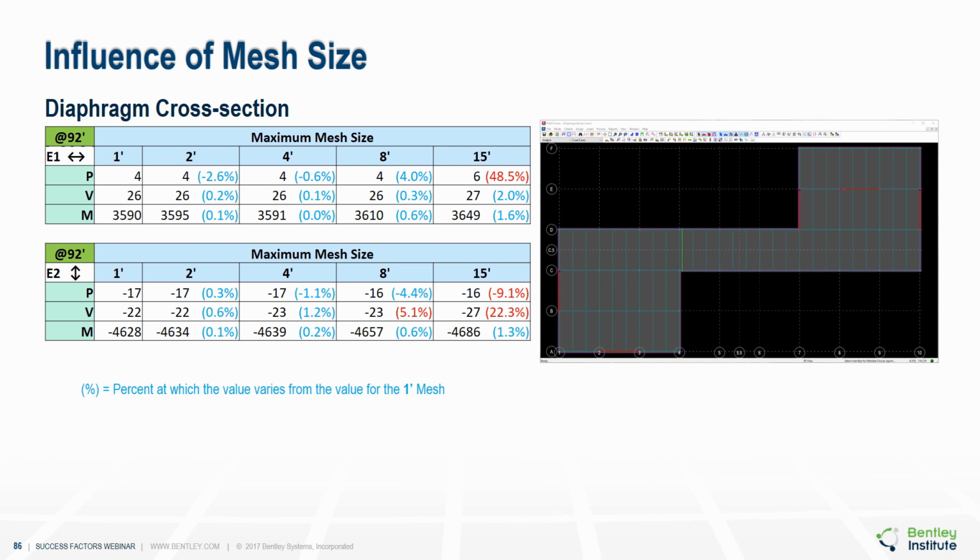And in particular, the moment is the value here that is of most interest in designing that diaphragm through that cross section. And the moment values are all, for any of the meshes, very similar.